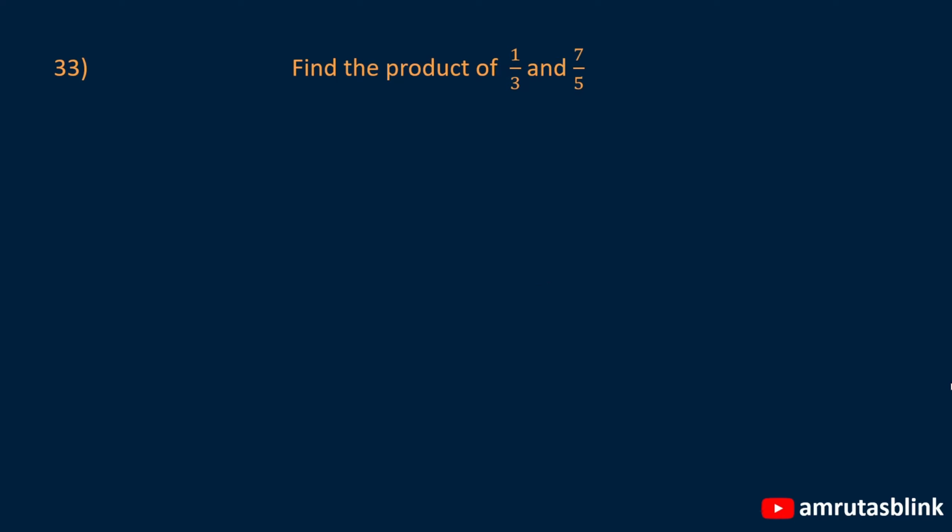Find the product of 1 by 3 and 7 by 5. This is also a pretty direct question. 1 by 3 into 7 by 5, numerator into numerator and denominator into denominator. So we have 7 upon 15.